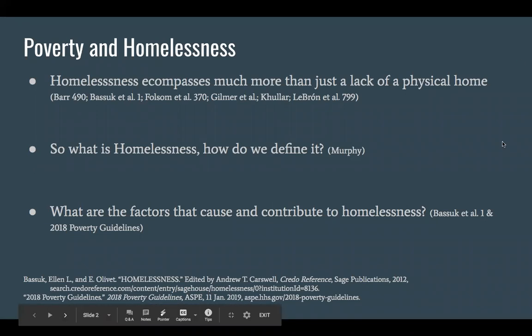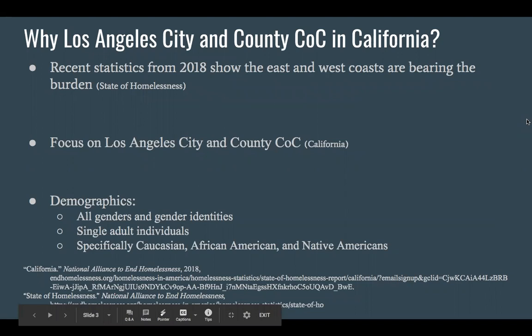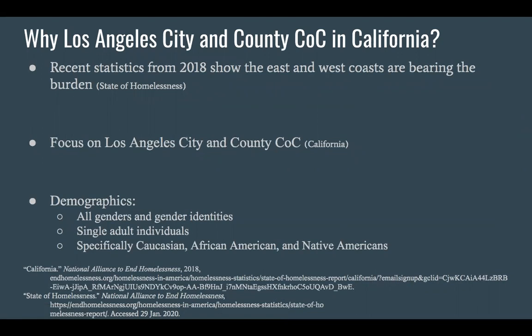So next, we're going to discuss why we specifically chose California and the locations within California. Now, we looked at recent statistics from 2018, which was the most recent that was available, and it shows that the East and West Coasts are bearing the burden of this ever-growing issue. And California alone accounts for 129,972 of the 552,830 individuals without a home. So this means that California accounts for 24% of the total homeless, and that of every 10,000 individuals in California, 33 of them are without a place to stay on any given night.